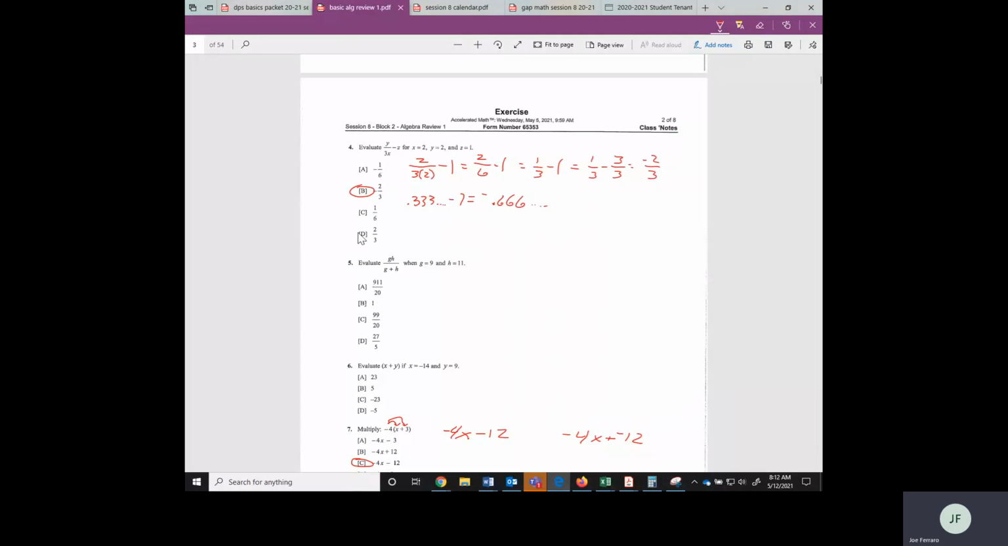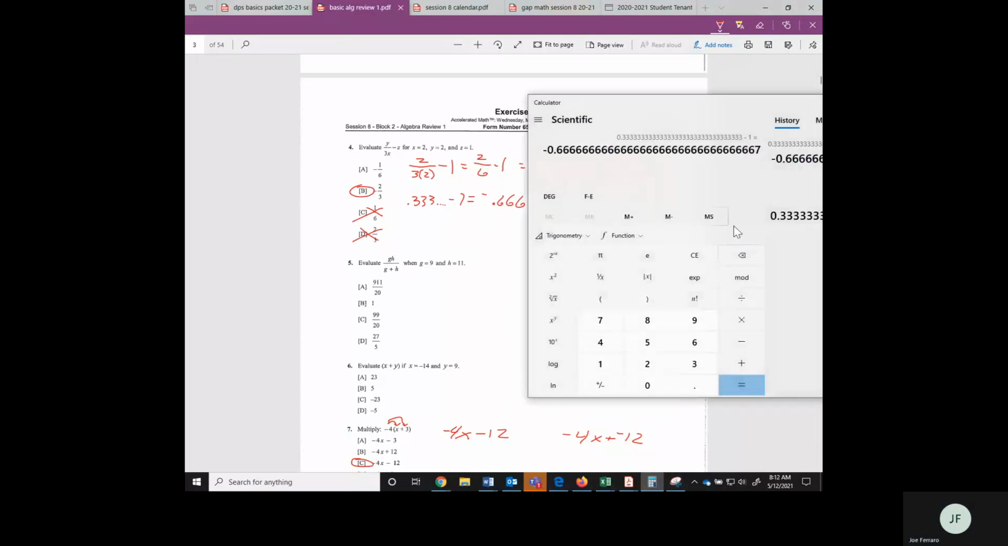Now, obviously these answer choices aren't in decimal form, so you have to test these and see which one is right. If you don't know, you might look at this and know right away 2/3 is 0.6 repeating and it's negative. We know this is negative, so we know these two are out. If you don't know which one of these is 0.6 repeating, you just test it. Take your calculator and go 1 divided by 6 and see what it is.